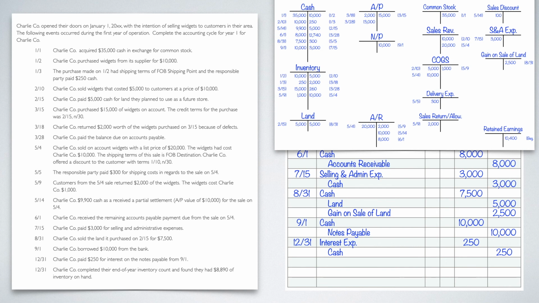We need to go through and figure out what we have in inventory on our books. So if we add up all the debits and add up all the credits and subtract the two in our T table, it should come out to be 8,990. So we're off by 100. What we have in our books is $100 higher than what we actually have on our shelves, and we need to bring it to what we actually have on our shelves.